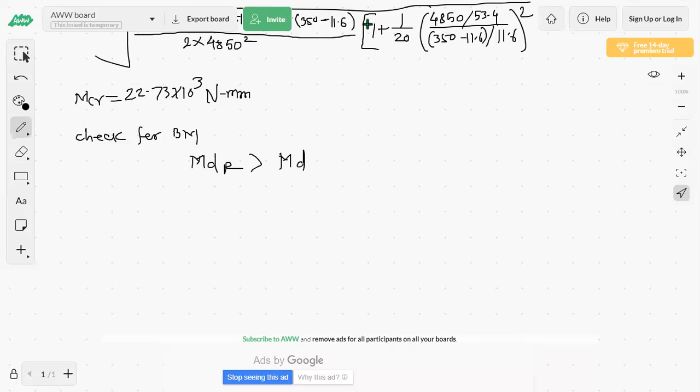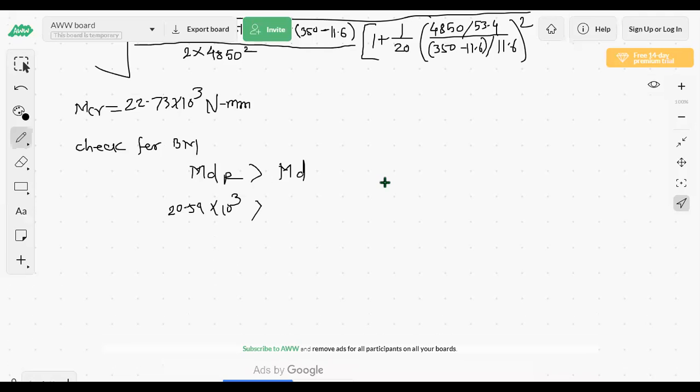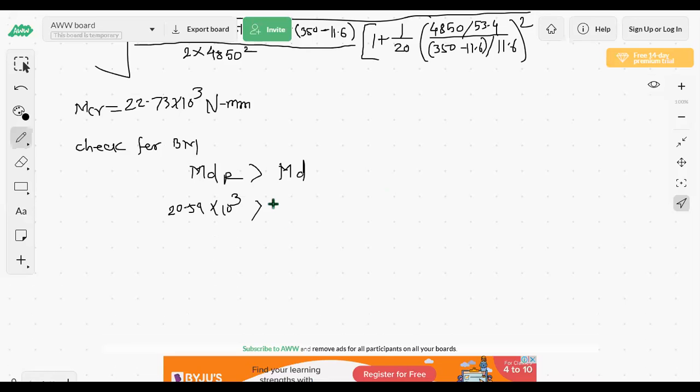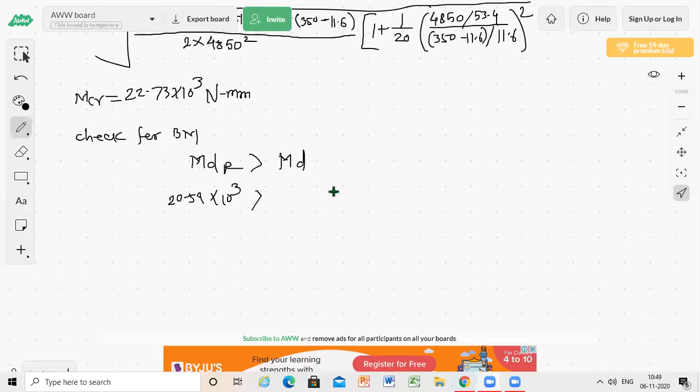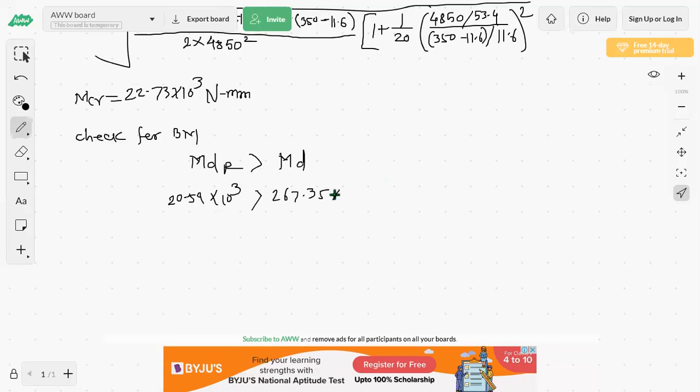How much is MD? So this is 20.59. How much is MD? How much? 267.35 into 10 raised to 6 Newton mm.